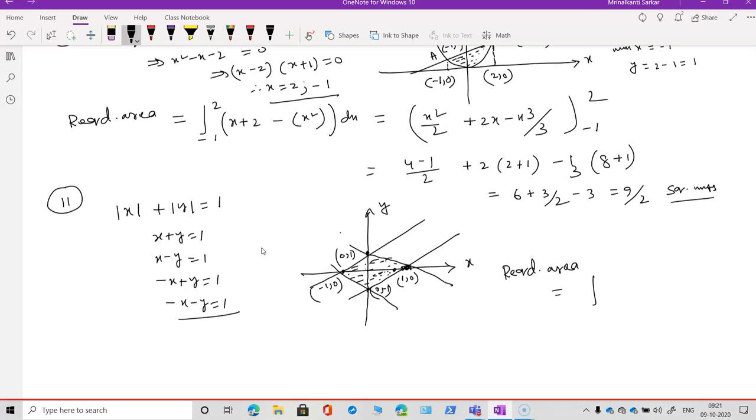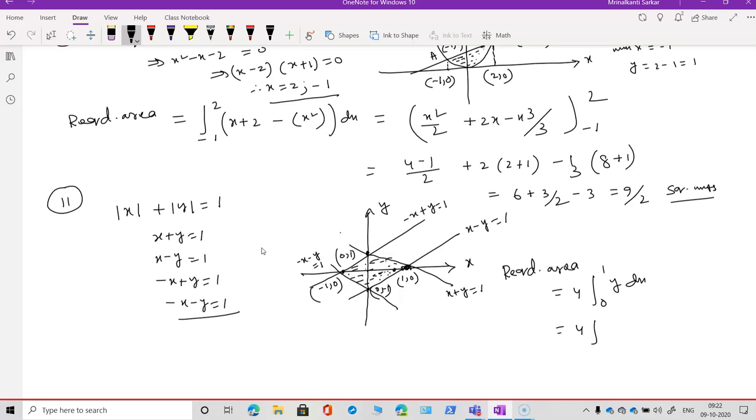is going to be the integral from 0 to 1 of y dx. And beside it you will write all the lines you have taken. Obviously this is x plus y equal to 1. And this thing is x minus y equal to 1. This thing is minus x plus y equal to 1. This thing is minus x minus y equal to 1. These are 4 lines. So the required area will be 4 times the y dx in the first quadrant.